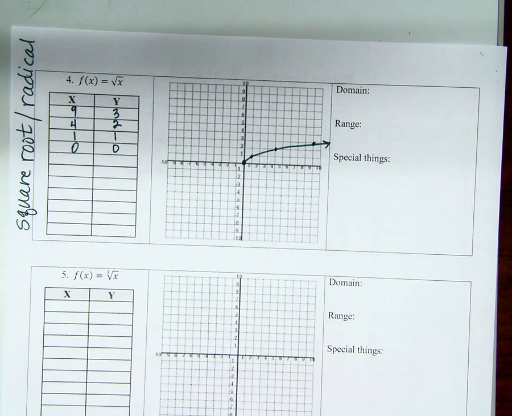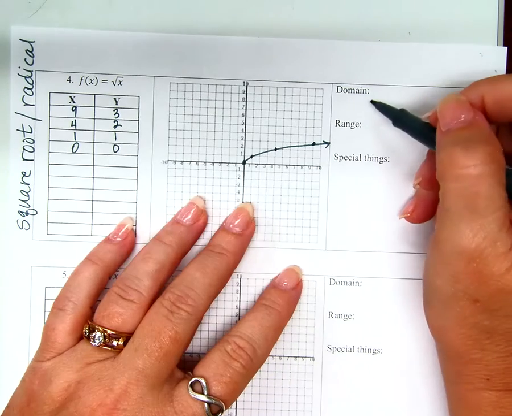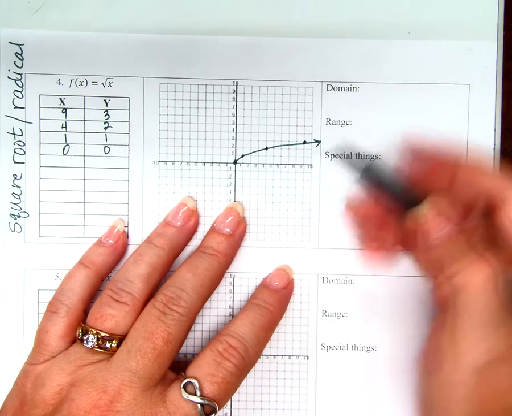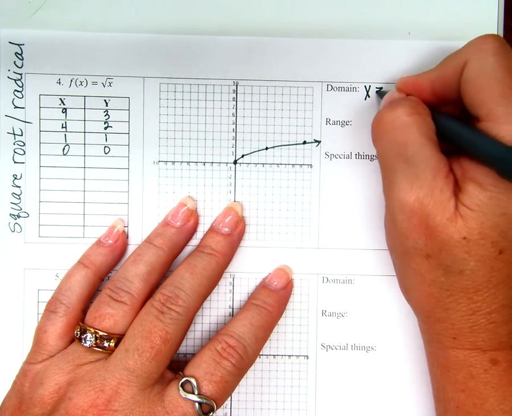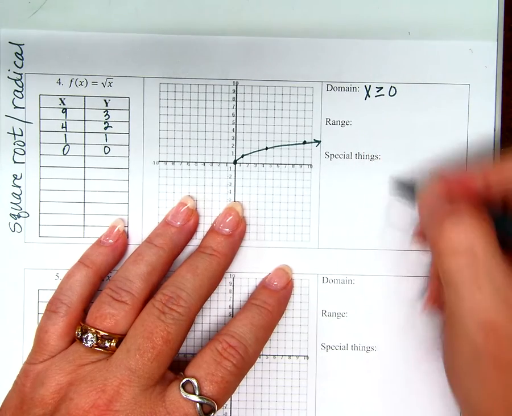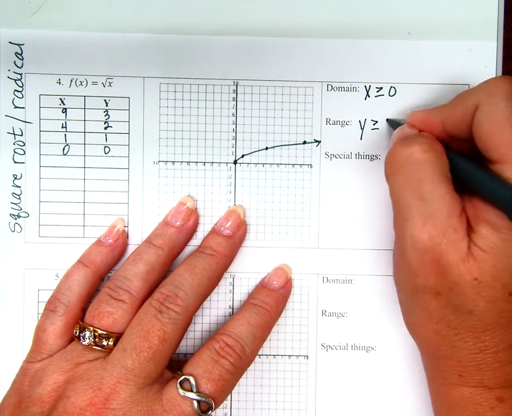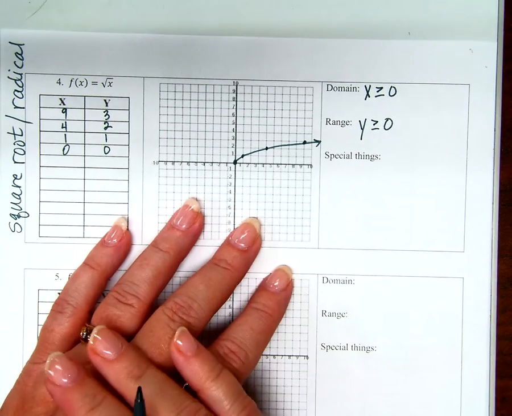Okay, that's a good question. All right. So what's its domain? Okay, you guys did really good on that one. X is greater than or equal to 0. And you even told me the range really good. Y is greater than or equal to 0, right? Almost every single one of you had that on your paper.